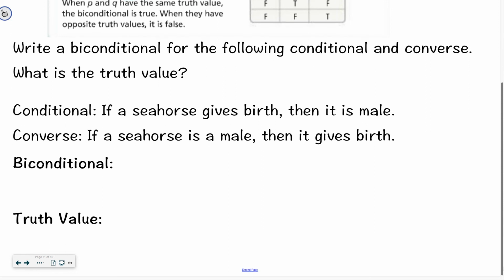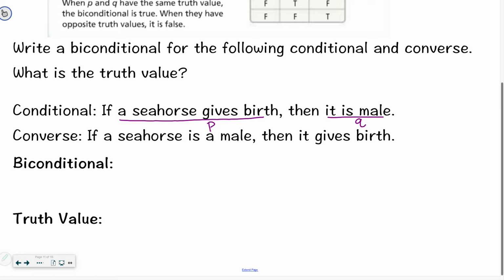Okay, so let's talk about a biconditional. So we have our conditional and our converse listed here. Our conditional is if a seahorse gives birth, then it is male. And our converse is if a seahorse is male, then it gives birth. Okay, so our biconditional, I'm going to say my P statement is a seahorse gives birth. My Q statement is it is male.